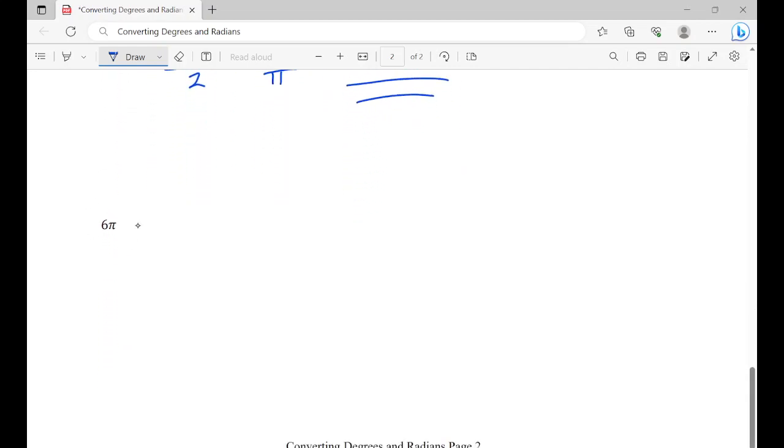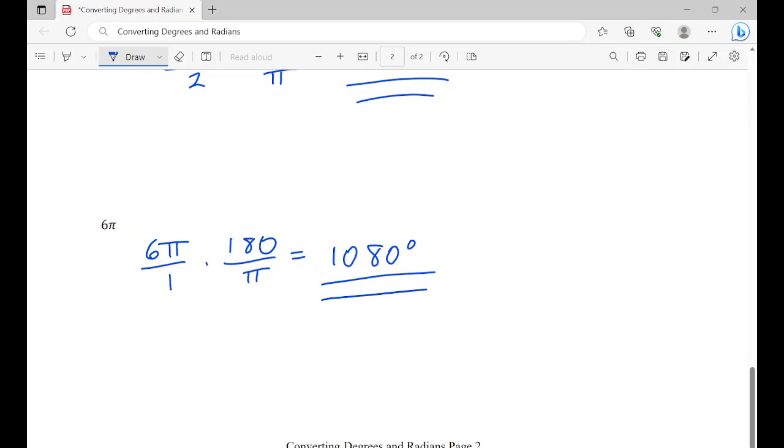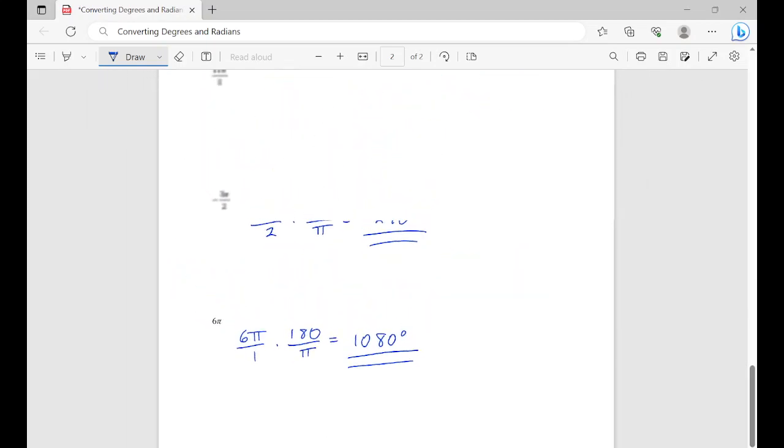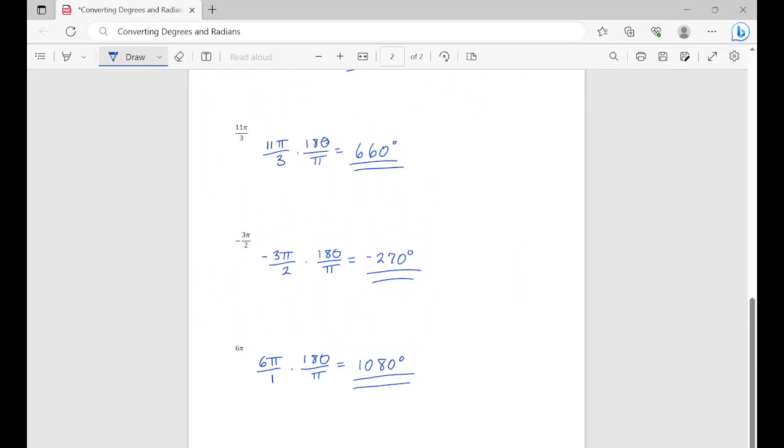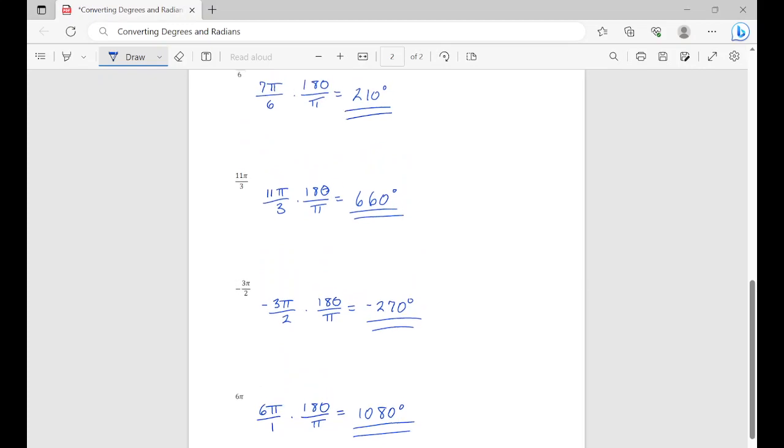Last, we have a very simple 6 pi, which should look familiar from the last one we did on the previous page. So 6 pi, we can say over 1 times 180 over pi. The pi's will cancel out, and then 6 times 180 is going to give us 1080 degrees, which it should, since the degrees to radian measurement was just this in reverse. And this is how you can convert radians to degrees.